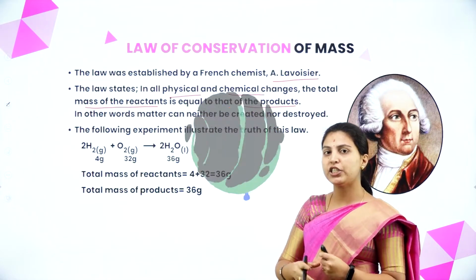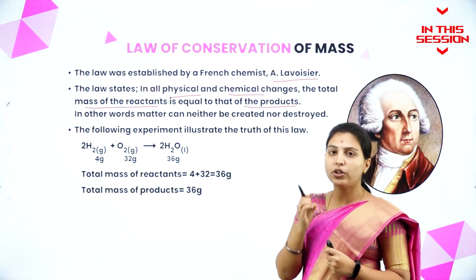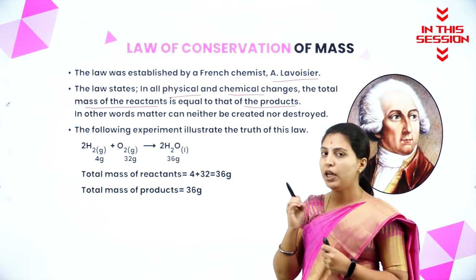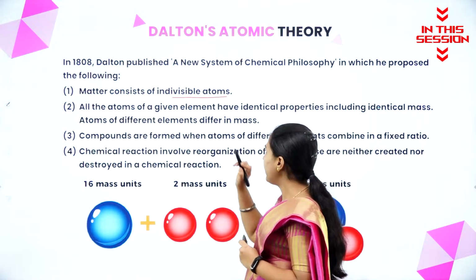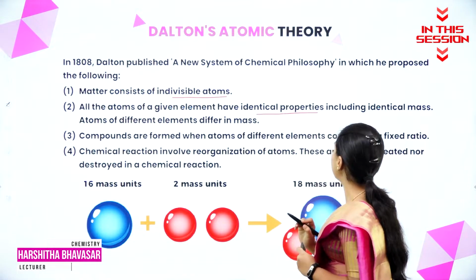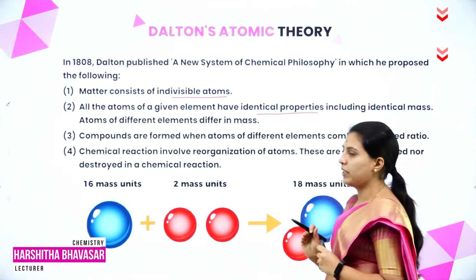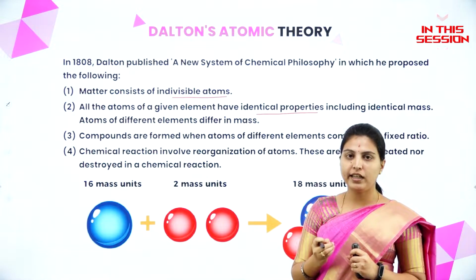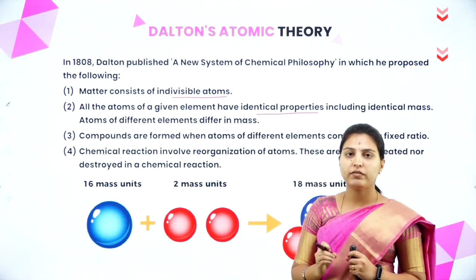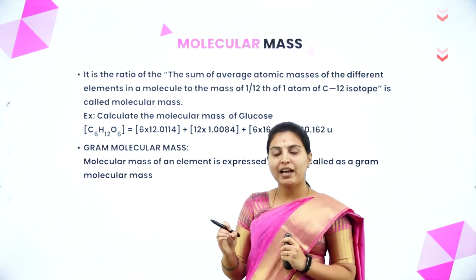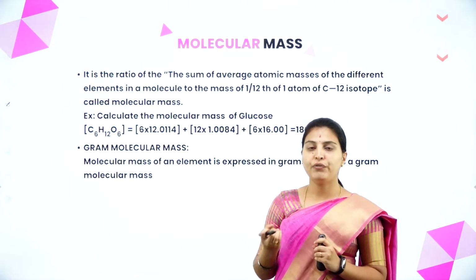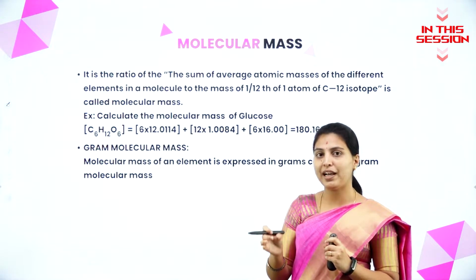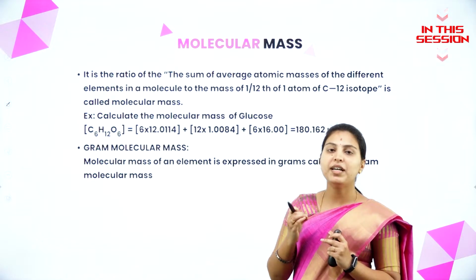Under any physical condition or any chemical condition, the total mass of the reactants will be equivalent to the total mass of the products. All atoms of a given element have identical properties, including identical mass. In one element, all atoms will be the same, and all atomic properties will be the same. Each element will have its own atomic mass. If you have a compound, it will be made of different elements. Each element will have a different mass, and that mass you should calculate.